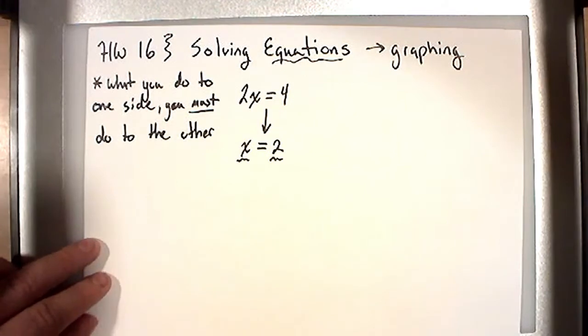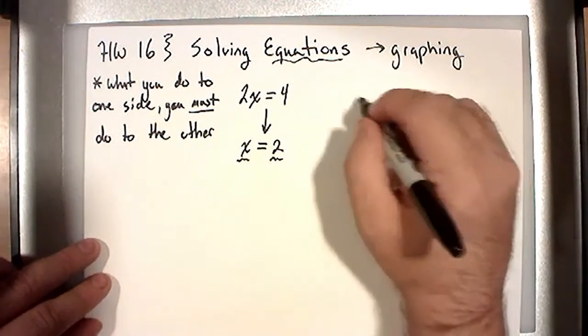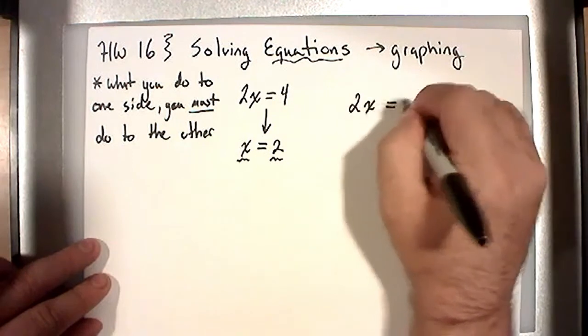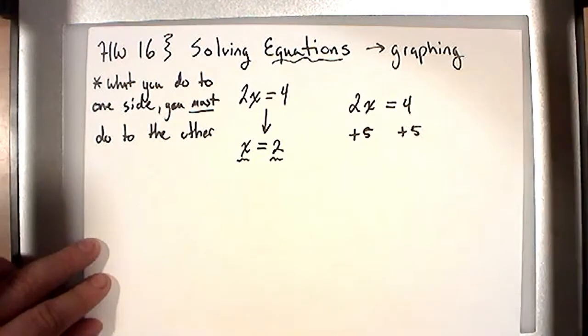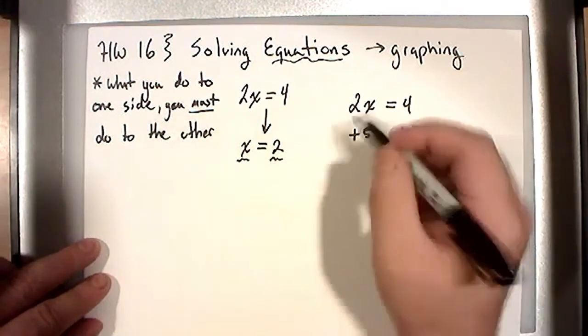It may not be getting you toward the answer, though. You can do some things that are sort of pointless. They won't make the problem wrong, but they certainly won't help. So, for example, if I said 2x equals 4, and for whatever reason I decided I'm going to add 5 to both sides, there's no reason to do this. So don't write this down like it's the correct step. I'm just making the point that it'll still come out.